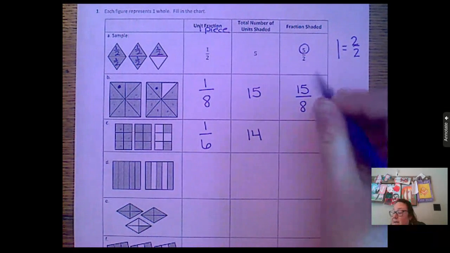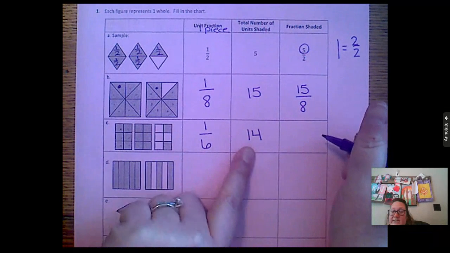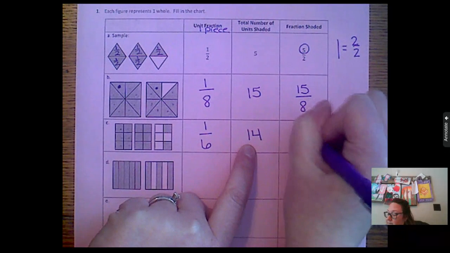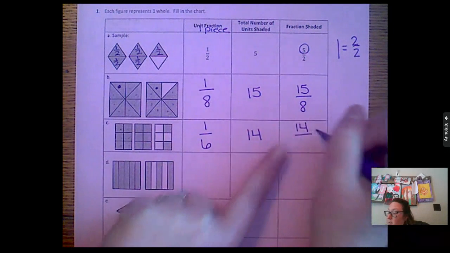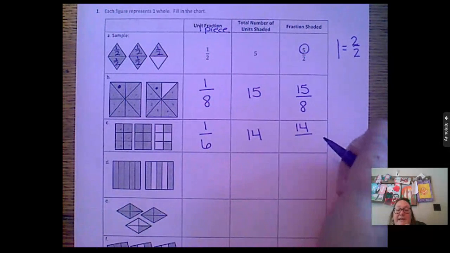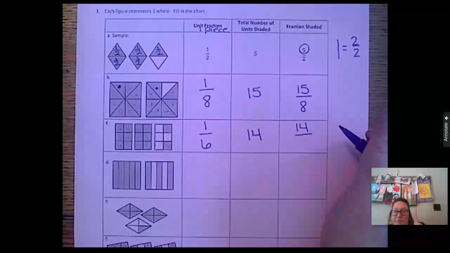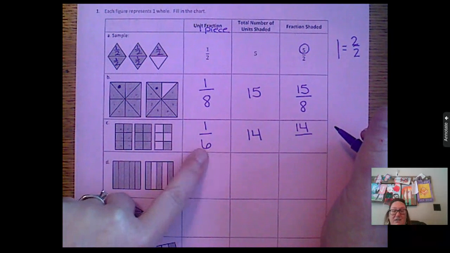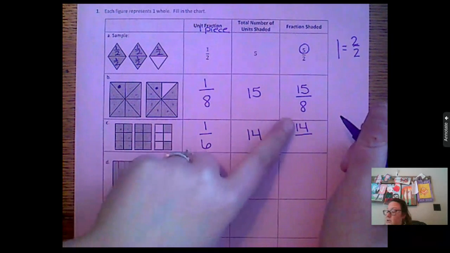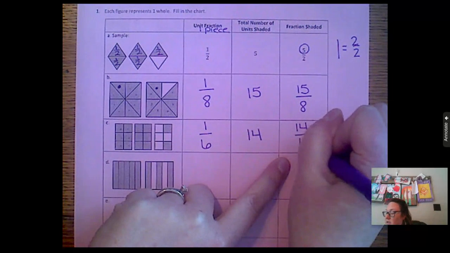Okay. And now we want the fraction shaded. So we said that there's 14 pieces shaded. That's my numerator. And then my denominator is the total number of pieces in one whole. Okay. In each whole, how many total pieces are there? 6. So we take that denominator from there. So this would be 14 over 6.